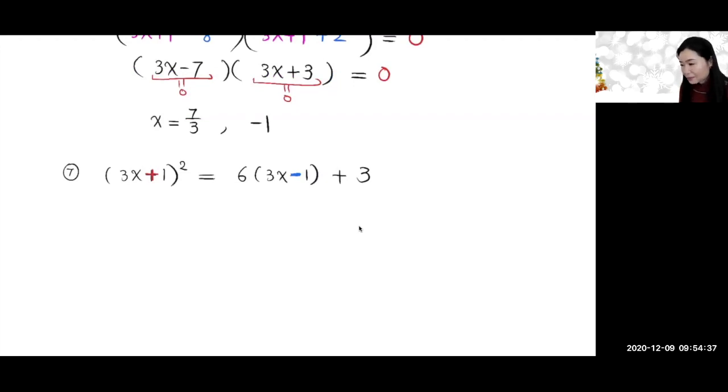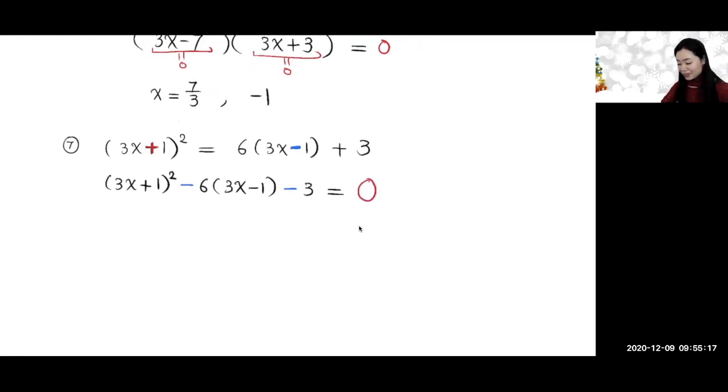So first of all, let's get one side to be 0. So the square on this side. So I'm going to keep this on the side because it has positive coefficient, okay? And now I'm going to move this over, become minus 6 times this, okay? So minus 6 times 3x minus 1, and then also move this over, become minus 3. So I get the other side to be 0.